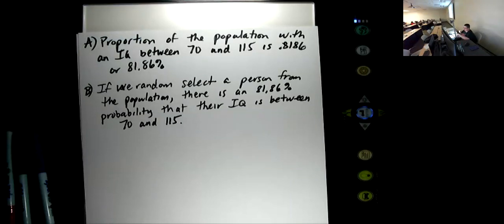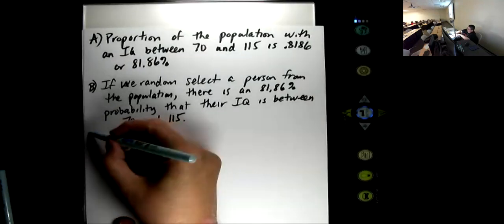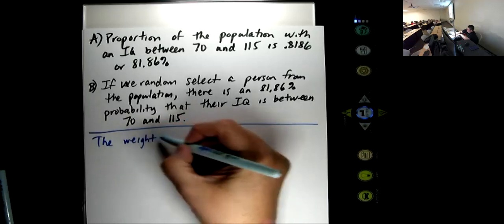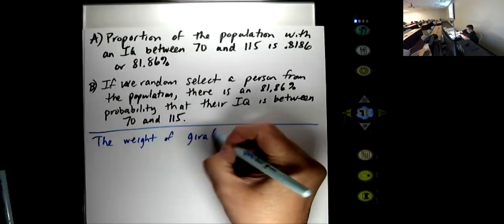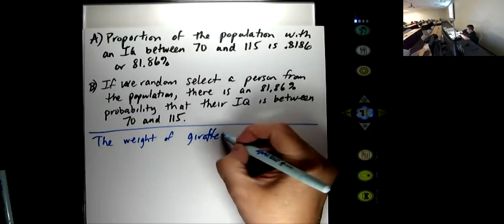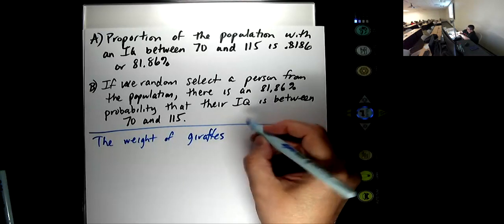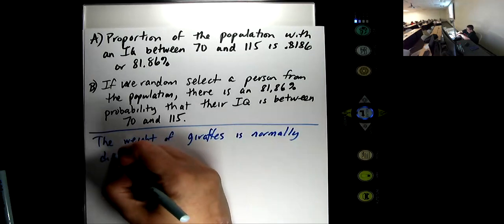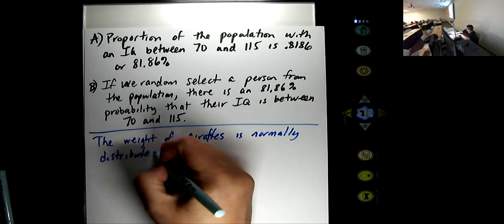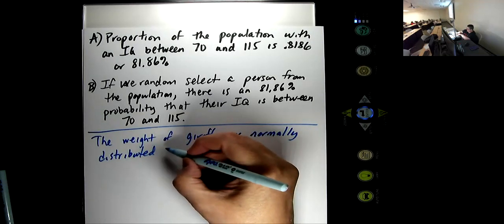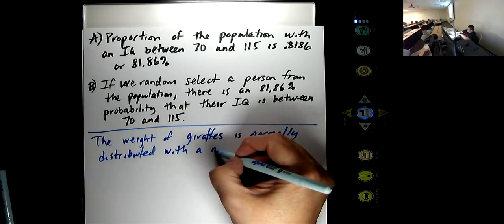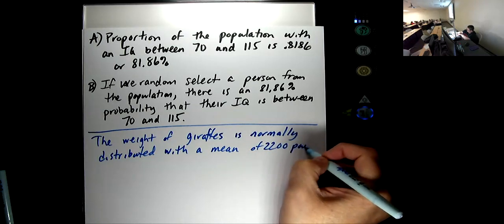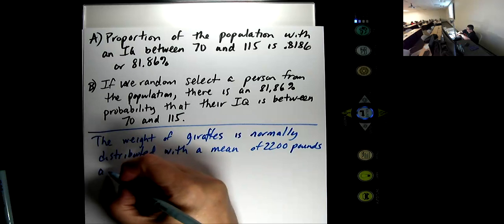All right, let's take a look at another example. The weight of giraffes is normally distributed. There's two F's in giraffes, right? It's a weird word. It didn't look right with one F. With a mean of 2,200 pounds and a standard deviation of 200.